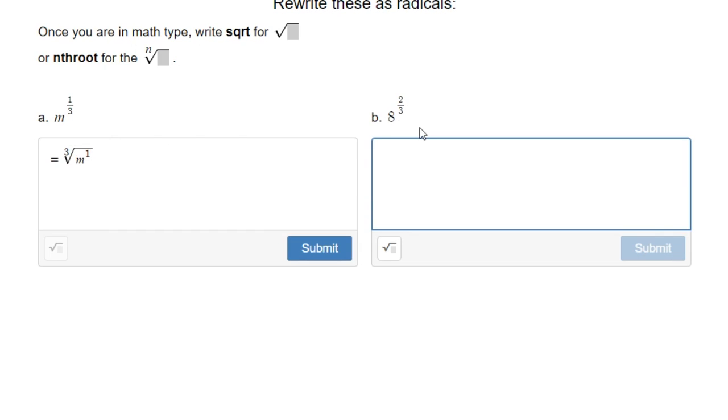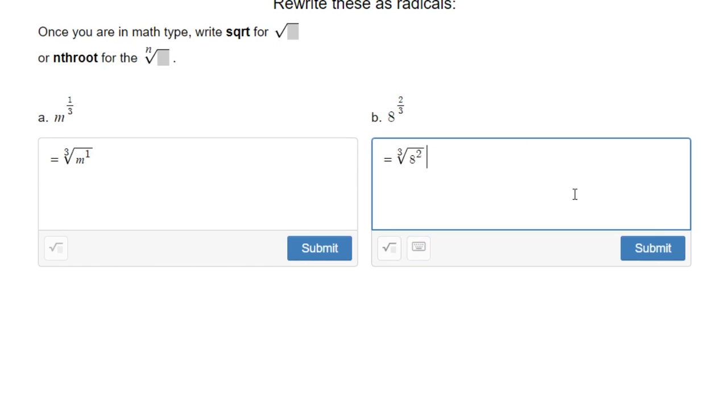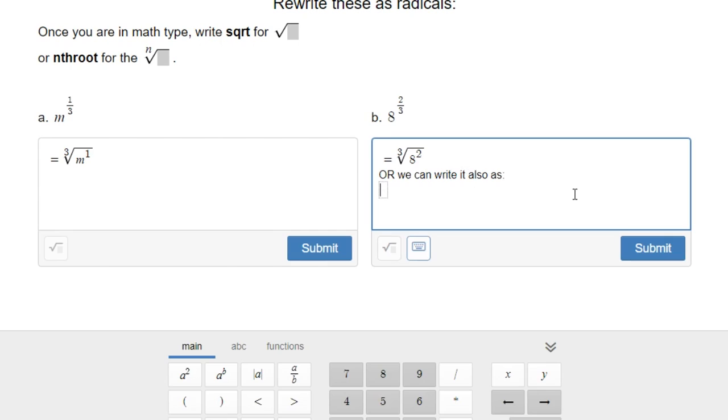Okay, the next one, 8 to the power of 2 over 3. Our index is a 3, and inside the radical, I have 8 as the radicand and exponent 2. Now, I'm going to show you that there is another way for us to write it. So we can also write it as the cube root of 8, and all of it is raised to the power of 2.